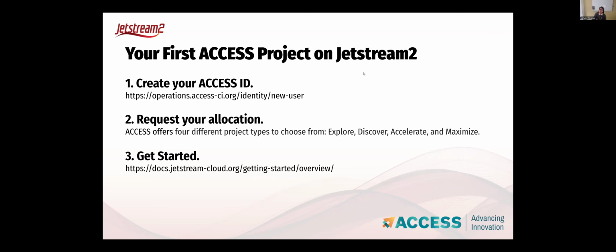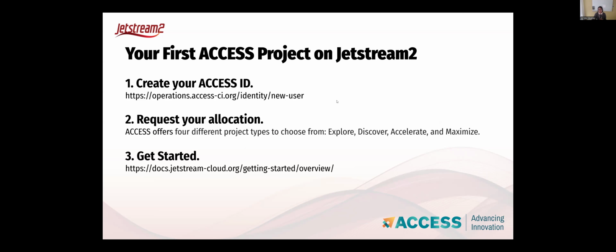So how do you get started on Jetstream 2? It's a simple 3-step procedure. The first step is to create your Access ID, which you will need to do if you would like to participate in the hands-on exercises in the workshop. So to do that, you'll have to go through this website, which is an Access website, and register for a new user, a new Access ID.